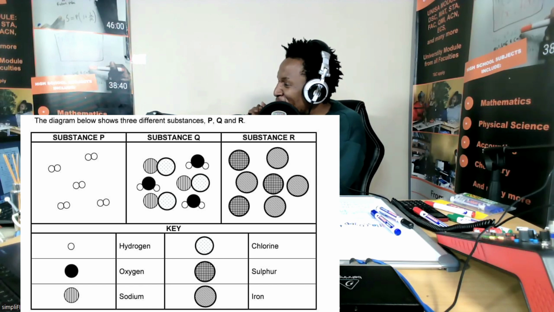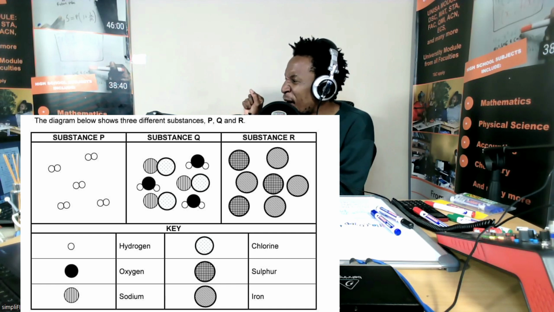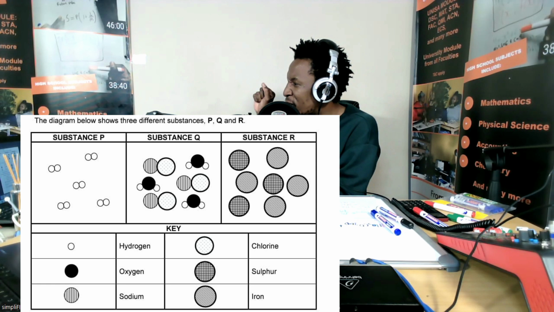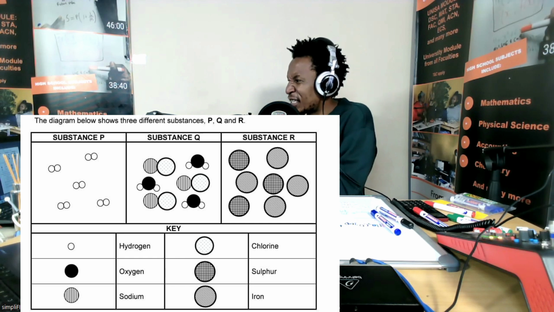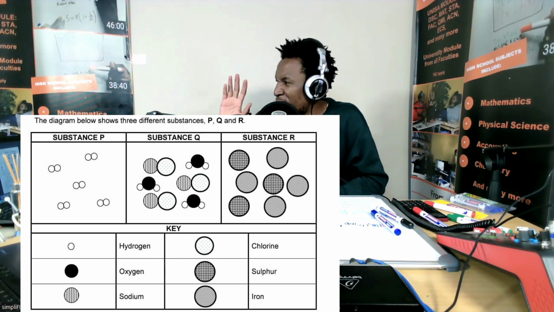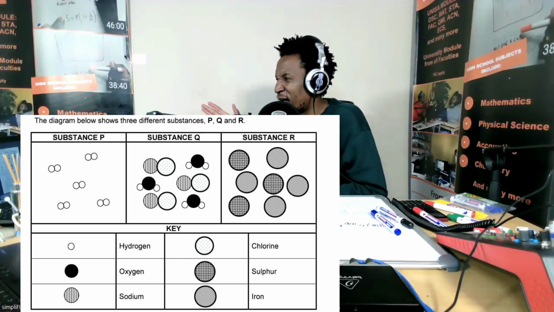And then we have the third one, substance R, which is the combination of sodium and, no, there we see iron combining with sulfur. Maybe a bit of sodium as well because of the way it's arranged, but no, it's sulfur and iron, I think.